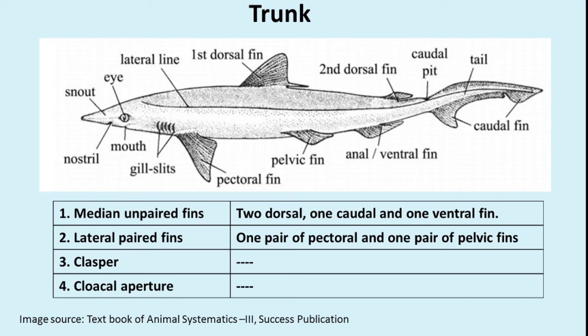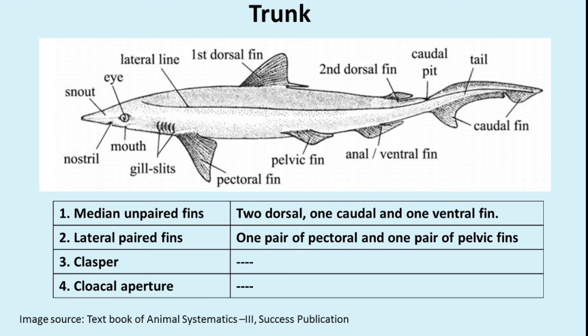Now moving on to the next type of fins, which are lateral paired fins. There are two pairs of lateral fins lying ventrolaterally in the trunk region. One pair of pectoral fins, right? This is the pectoral fin and this is the pelvic fin. The pectoral fins are large and situated posterior to the gill clefts. And the pelvic fins are much smaller, and in females these are simple, but in males each of them is connected with a copulatory organ called mixipterygium or clasper.